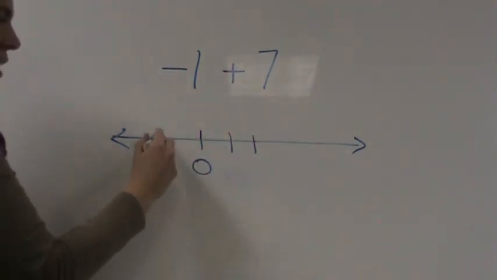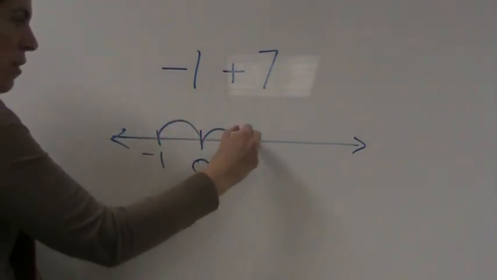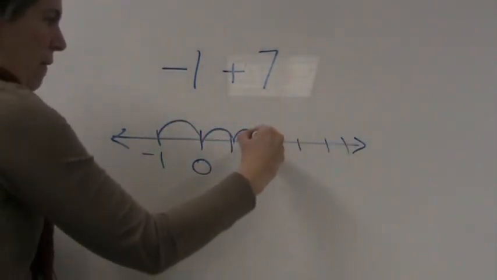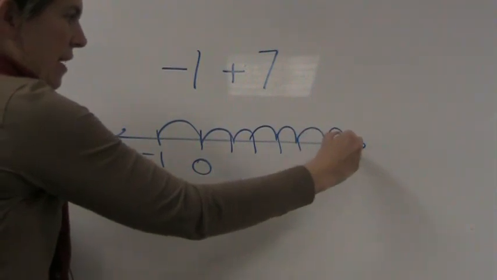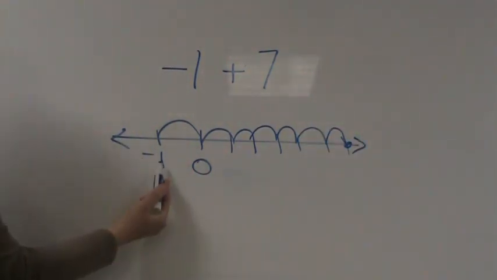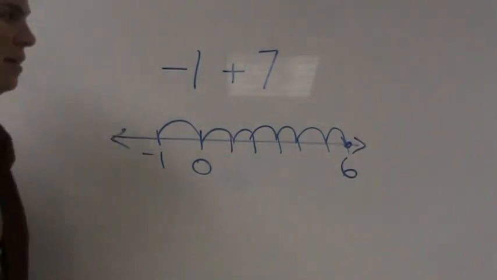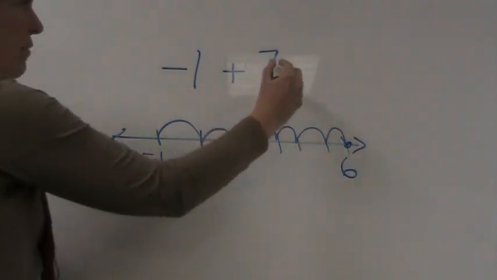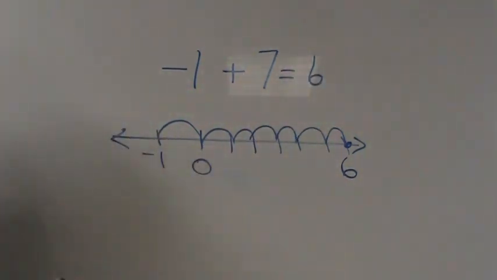So we're going to go 1 space, 2, 3, 4, 5, 6, 7, that's where we're going to land. So we started at negative 1, we went to the right 7 spaces, and we end up at 6. So negative 1 plus 7 equals a positive 6.